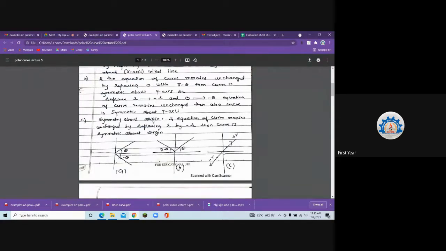Can you see what the pole is? This origin is the pole. So whatever is happening on the opposite side of this, the same thing is happening down. So whatever happens above the pole, the same happens below. That means the curve will be symmetric about origin or pole, if only r is replaced. Is the point clear?